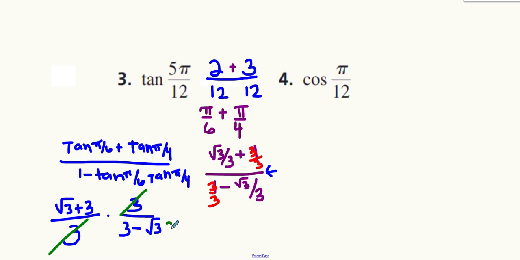So again, remember what I'd have to do is multiply by the complex conjugate. So we keep the numbers exactly the same. The only thing that we do is we change the sign in the middle. And again, we can't just multiply the bottom because that changes the value of our fraction. We have to also multiply the top. So now we're going to have 3 times radical 3, so we're going to have 3 radical 3.